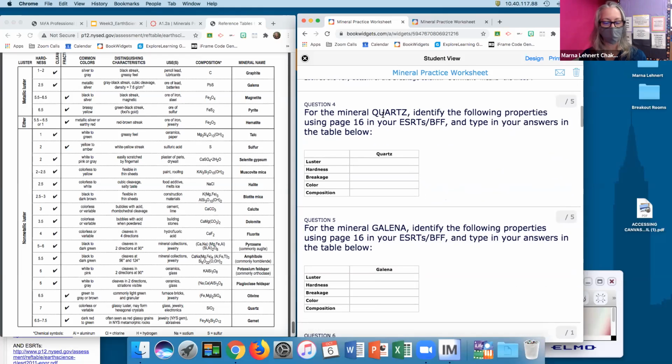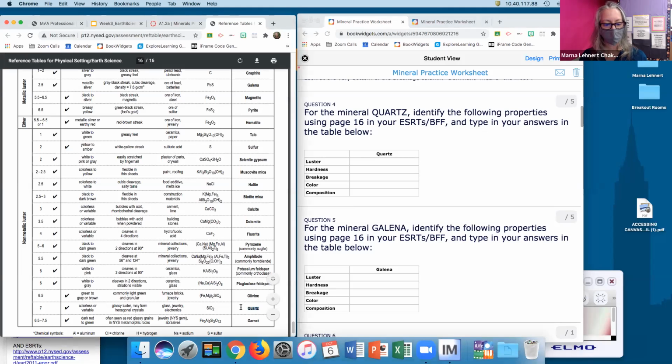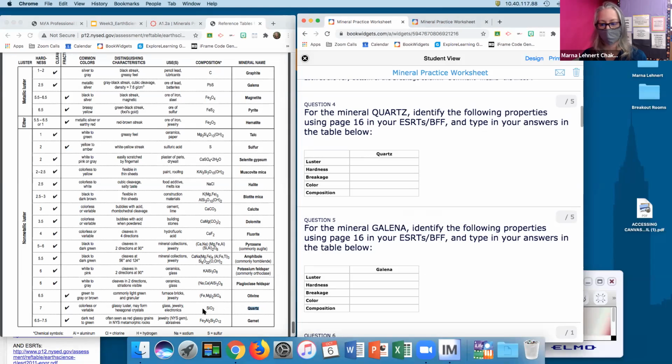The last one we'll do together here. For the mineral quartz, identify the properties using page 16 in your reference tables and type in your answers in the table below. So quartz, we have to find quartz. Let's see, graphite, quartz, there's all the way at the bottom. So here's quartz, all the way at the bottom. And so we have to type in all of the different properties. So the first one, luster. What is the luster of quartz?